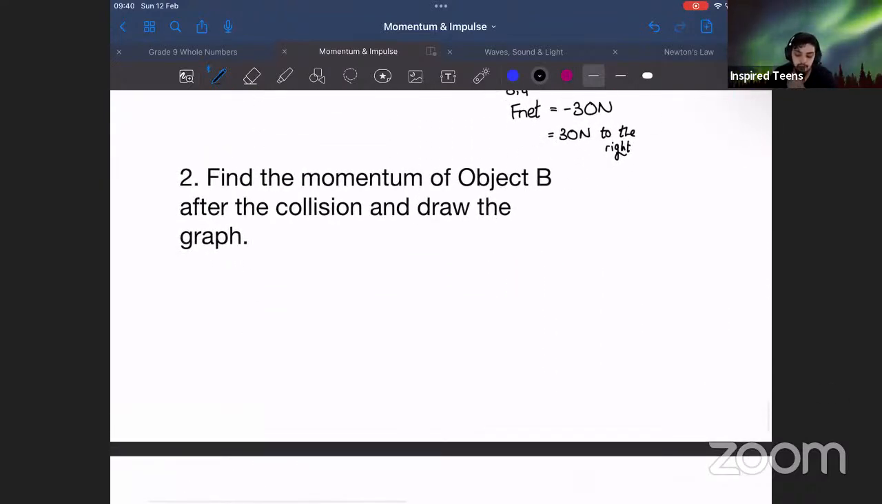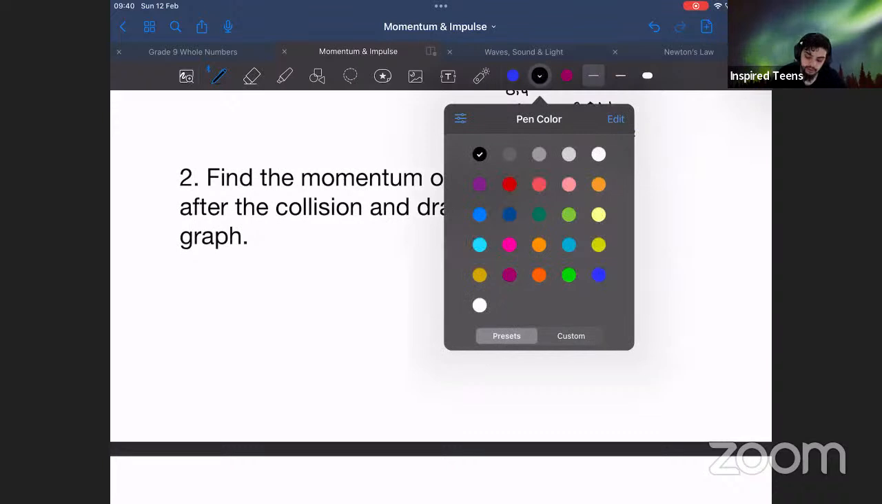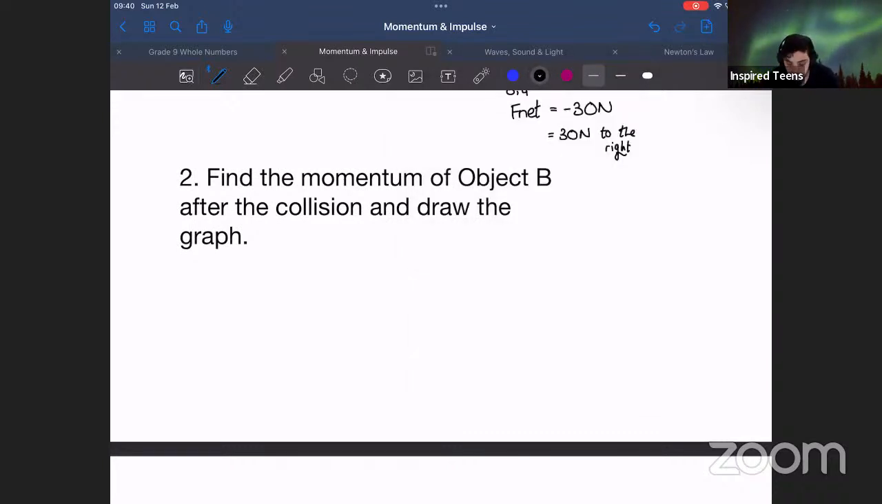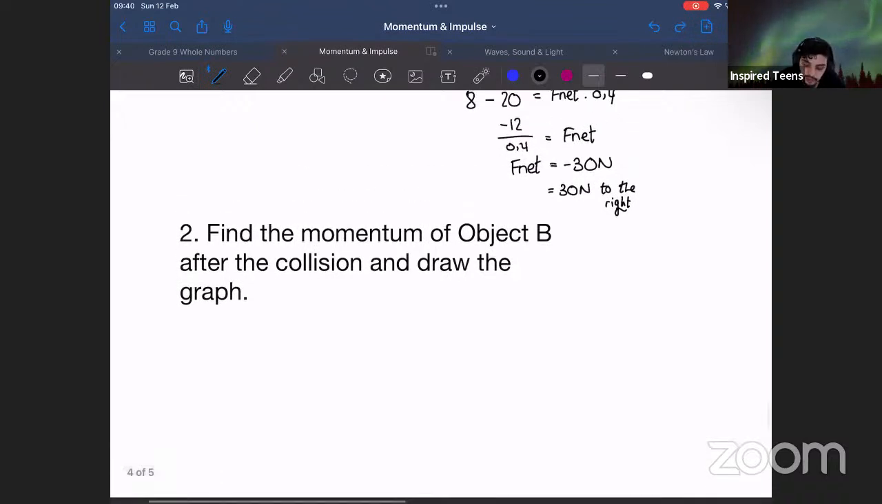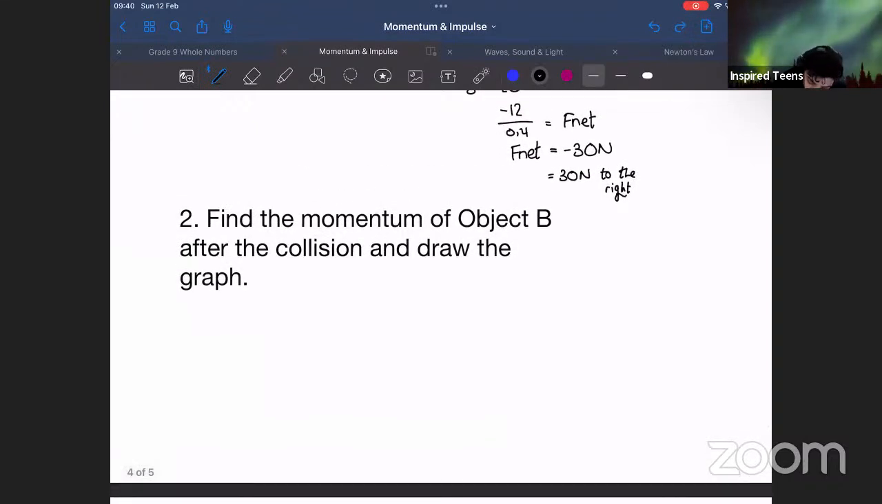Number 2, find the momentum of object B after the collision and draw the graph. Draw the graph for object B is what they're telling us to do. So find the momentum for object B after the collision. So remember, they want us to calculate P final, the final momentum. For the person who asked, how do you know what to calculate? Again, in the first one, they asked for net force. This one, they're asking for final momentum. The only formula that final momentum is in is P final minus P initial is equal to change in P.